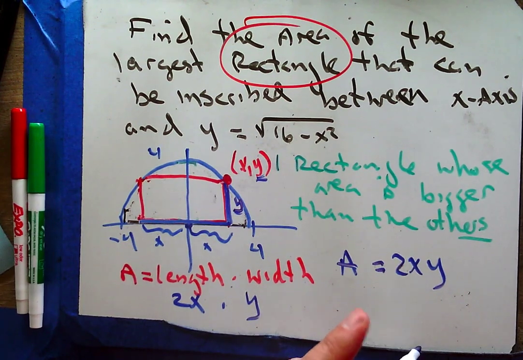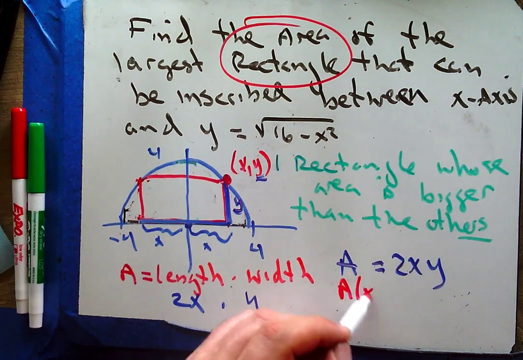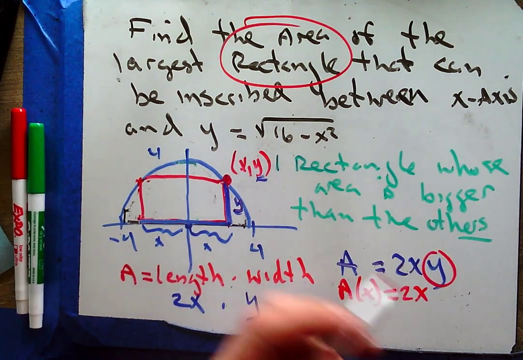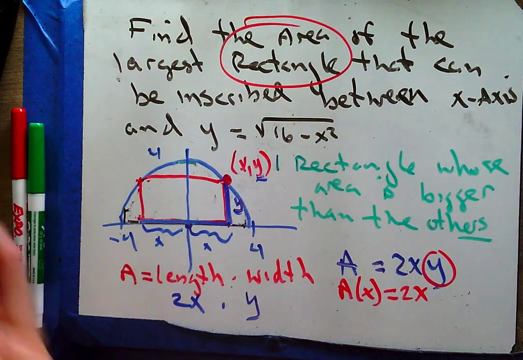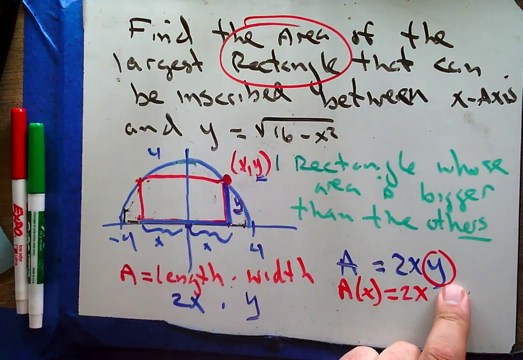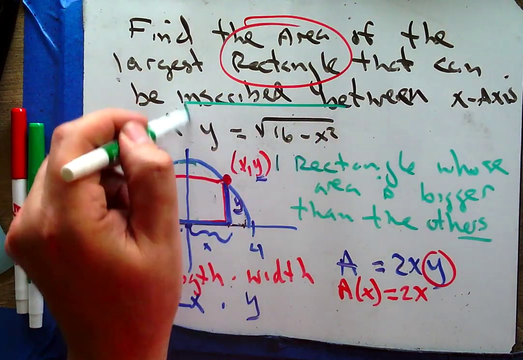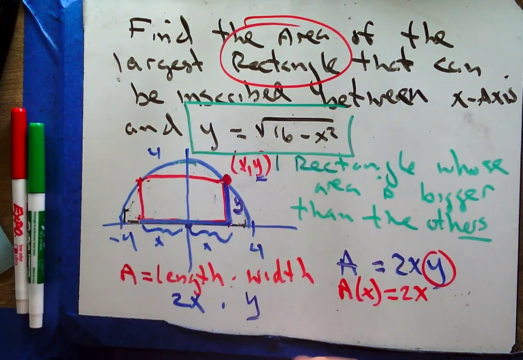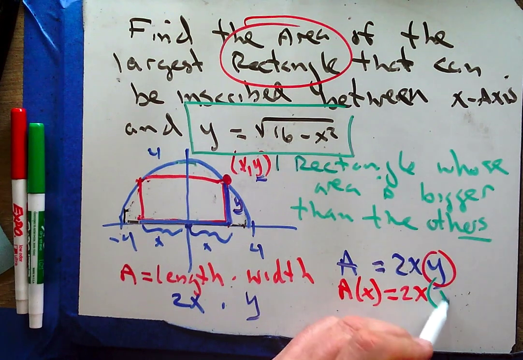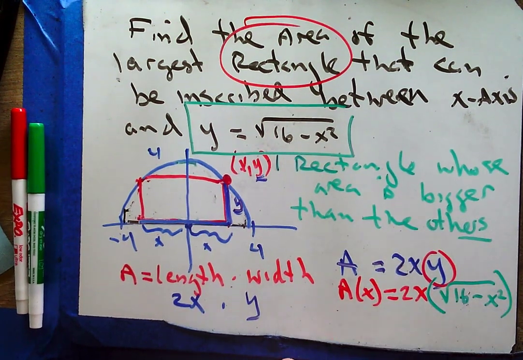And I have a problem. Area is a function of two different variables. I really want area to be a function of just one variable. So I need something that will let me get rid of y and replace it with some x stuff. Do you see anything here that we could use to help us get rid of y and replace y with some x stuff? Why, yes, keen observer. That is it. That's our helping equation. So, 2x times square root 16 minus x squared. Now we have area all in terms of one variable.